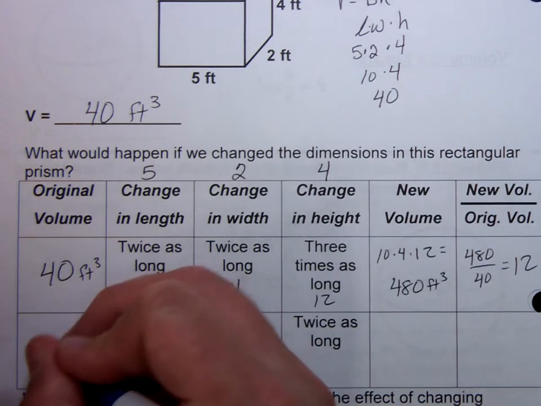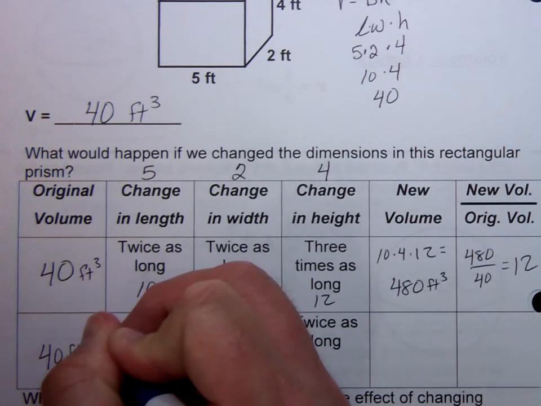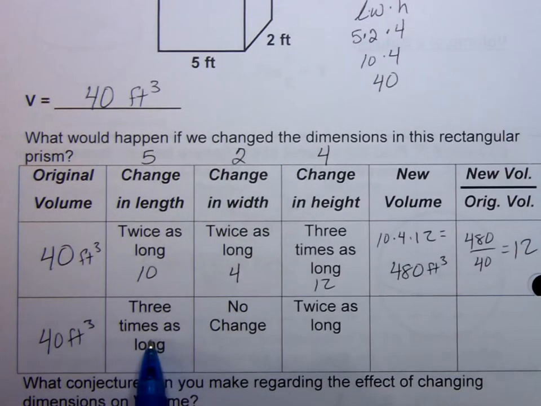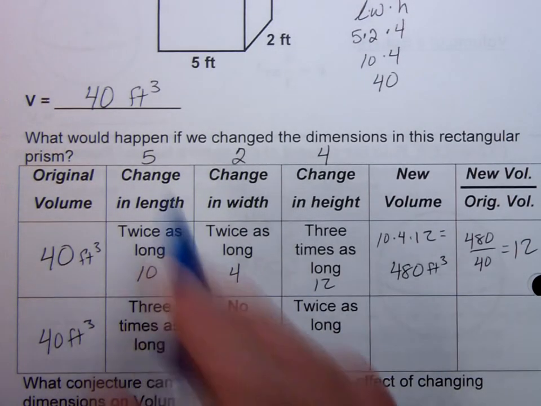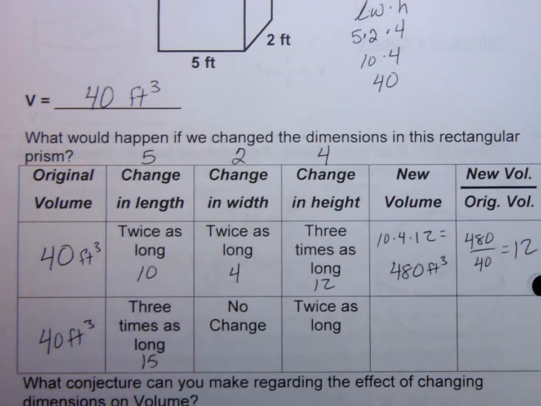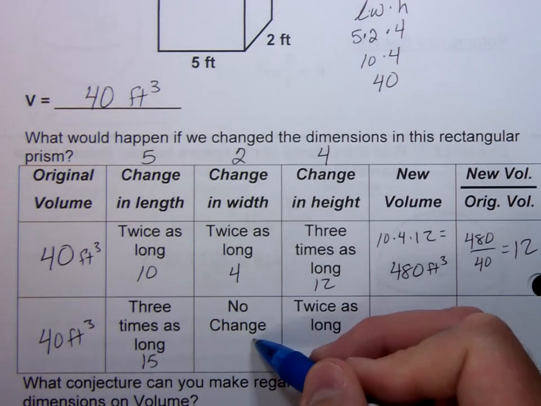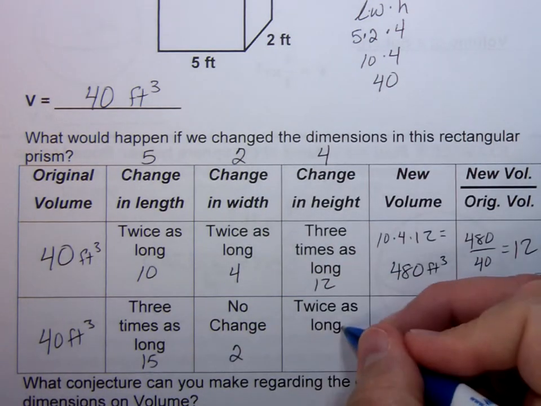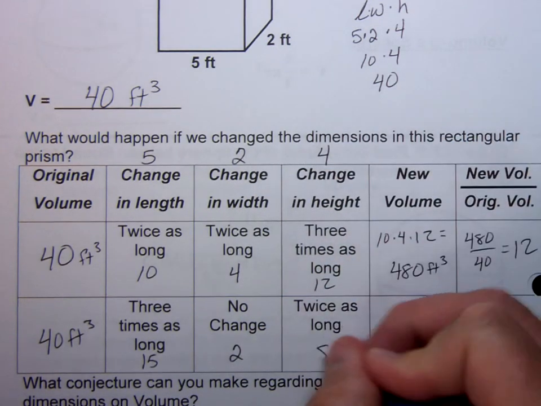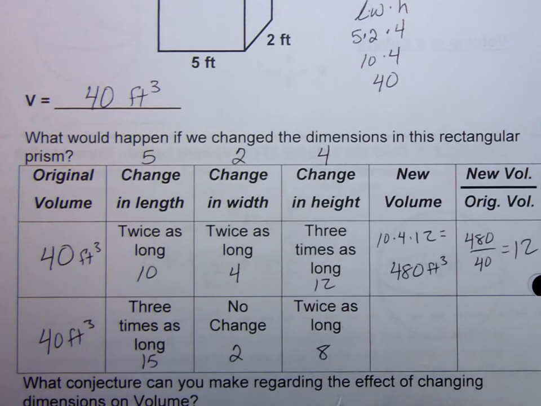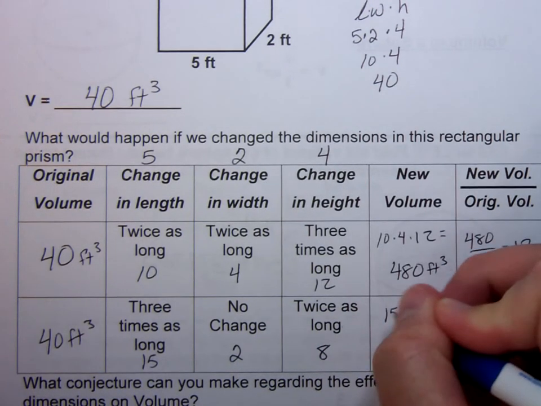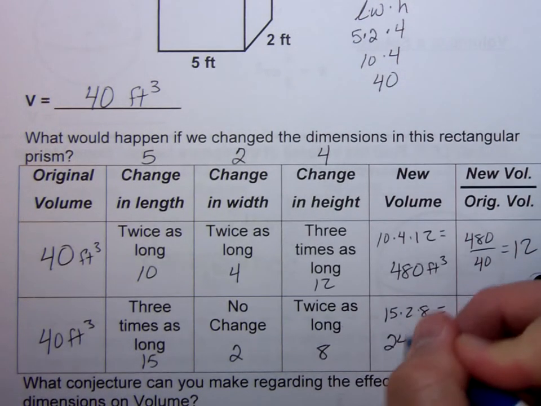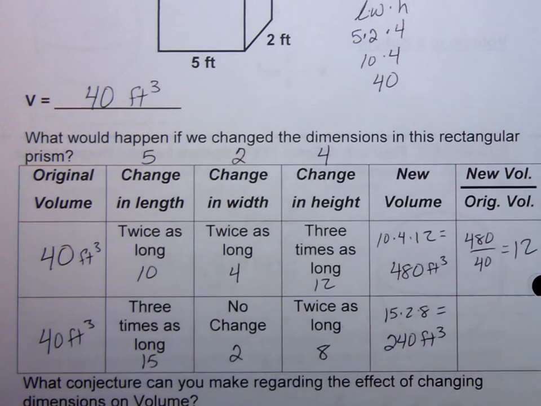Alright, let's try another one. So we start out with our original rectangular prism having a volume of 40. We're going to make the length 3 times as long, so 5 times 3 is 15. Let's make the width no change, so it's going to stay 2. And then twice as long, 4 times 2 is 8. So there's our new length, width, and height. So we got 15 times 2 times 8 is 240 feet cubed.